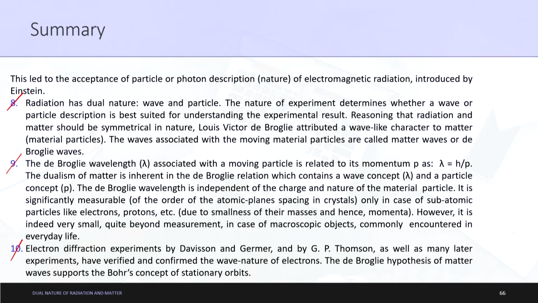So, please remember Heisenberg's uncertainty principle also, that is delta x delta p is approximately equal to h bar, where h bar we can write as h upon 2 pi. So, this is your Heisenberg's uncertainty principle, where delta x is the uncertainty in the position and delta p is the uncertainty in the momentum.